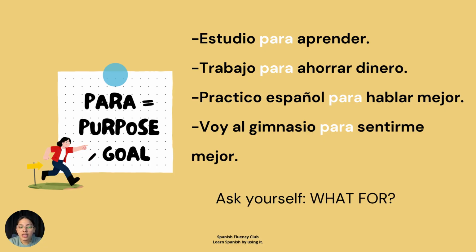Or "practico español para hablar mejor." I practice Spanish in order to speak better. Speaking better is my goal. And "voy al gimnasio para sentirme mejor." I go to the gym in order to feel better. So whenever there's a clear objective, ask yourself, what for? That's a strong sign for para.